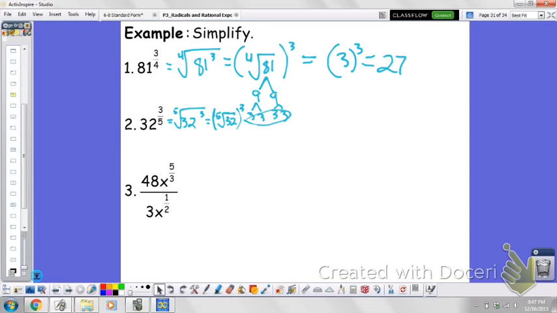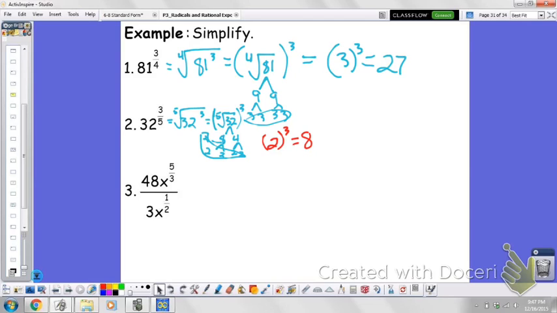Again, I prefer the second one, so let's split up 32, looking for a set of 5. 32 is 8 and 4. 4 is 2 and 2. And then 8 is 2 times 2 times 2. Looking for a set of 5, here's a set of 5. So I have 2 to the power of 3, which is just 8.